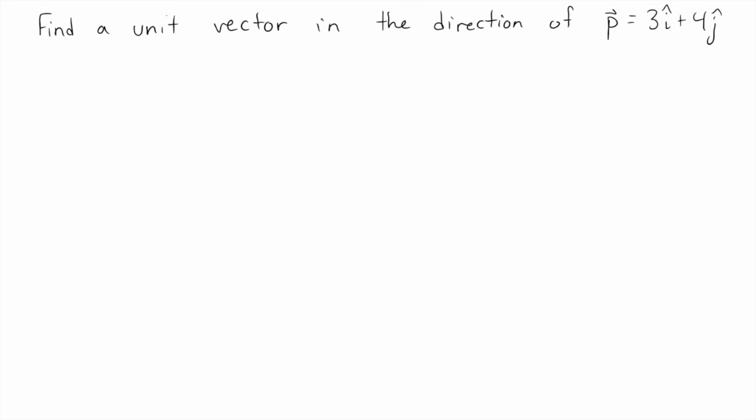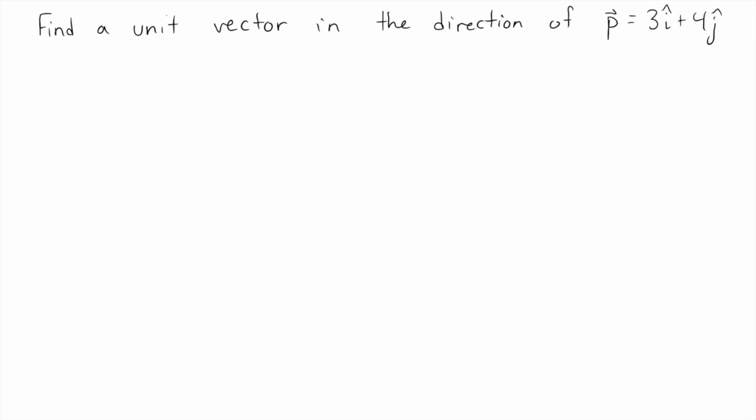But even now we can see how algebraic operations with vectors might help us find a unit vector in the direction of a given vector. So I've given here a vector p, which has the horizontal component that is going to the right 3 units, and then the vertical component going up 4 units. And I want to find a unit vector that's going in the same direction as that vector.